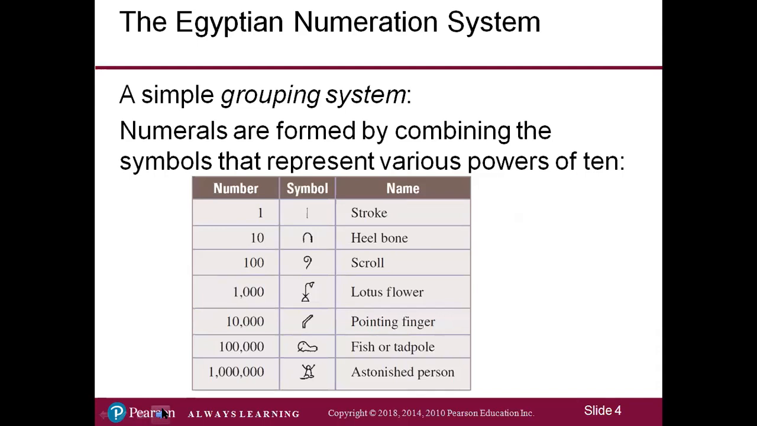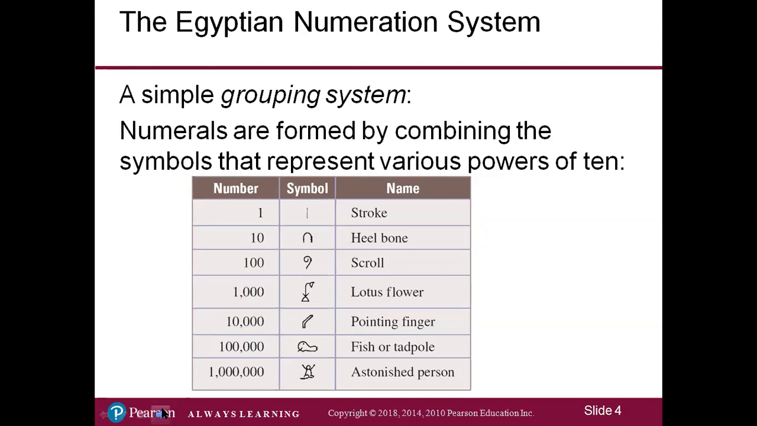The Egyptian numeration system, a simple grouping system. Numerals are formed by combining the symbols that represent various powers of 10. So we have a stroke that represents a 1. We have a heel bone that represents a 10. We have a scroll that represents a 100.